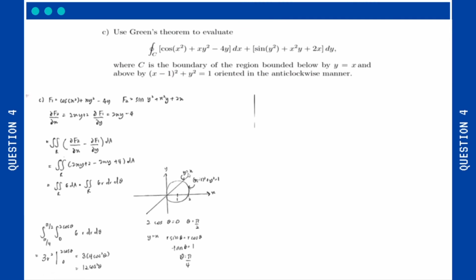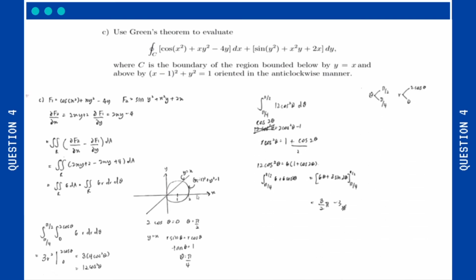The sketching is here: y equal to x, and this is the circle x minus 1 squared plus y squared is equal to 1. So we can find the limits for theta, which is from pi over 4 to pi over 2, and the radius r is from 0 to 2 cos theta.